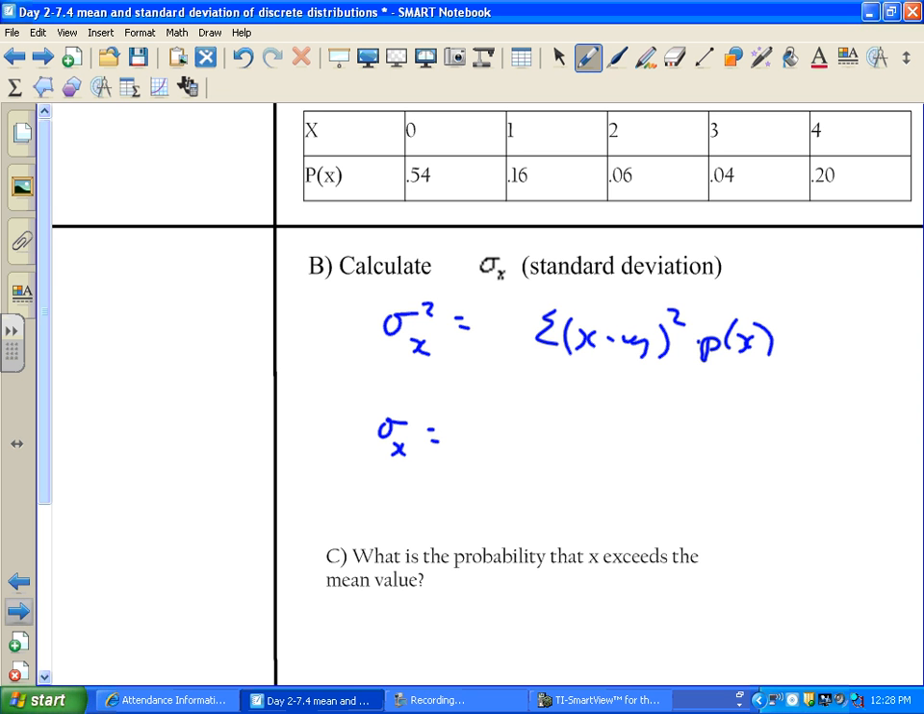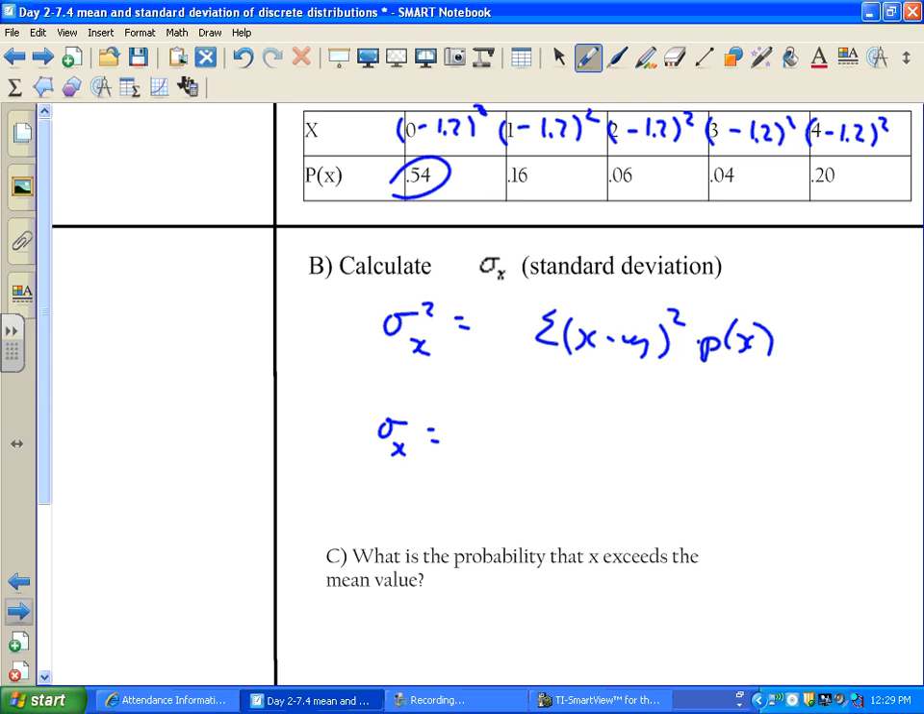Personally, I'm going to do this one in my calc. I don't want to do it by hand, but if you wanted to do it by hand, it would be this. What did we say our expected value or our average was? 1.2. Okay? So I'm going to have to go 0 minus 1.2 squared times 0.54. 1 minus 1.2 squared times 0.16. 2 minus 1.2 squared times 0.06. 3 minus 1.2 squared times 0.04. And 4 minus 1.2 squared times 0.20.